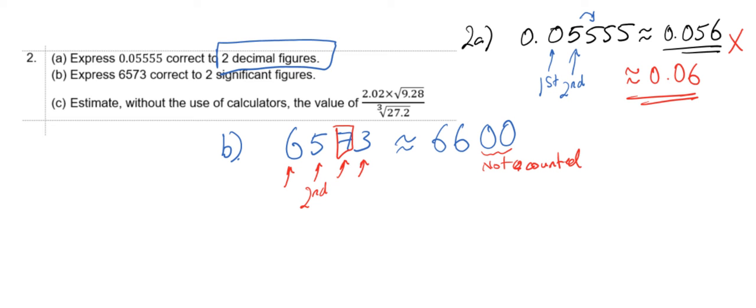I want to write 66 because the second decimal is 5. This one, 7, upgrade plus 1. I want to write 66, but I cannot because this is 6,000, this is 60. I cannot do it. So I am forced to put 0 but not counted as decimal places.